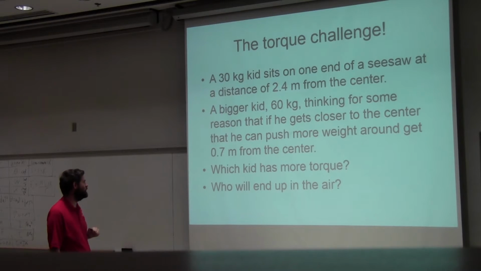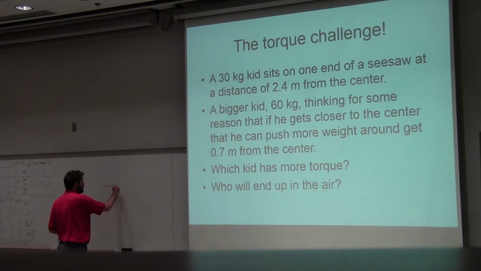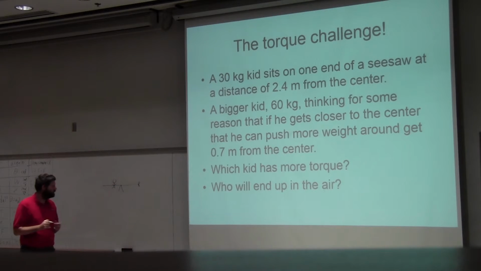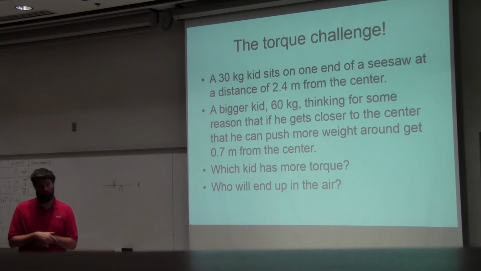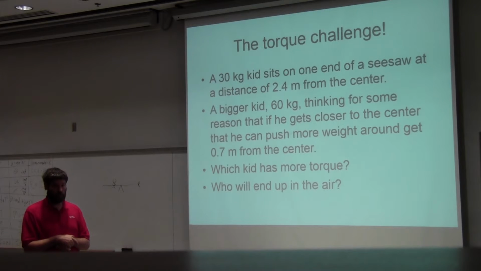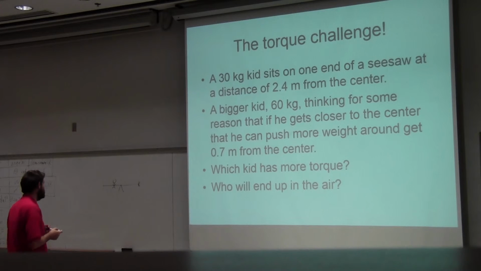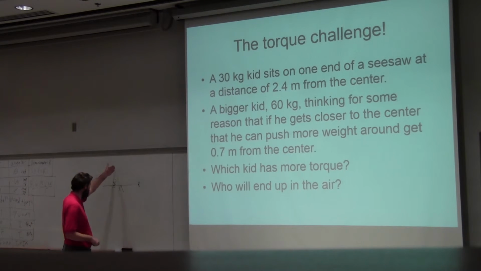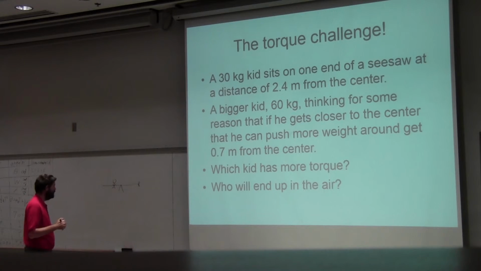So they sit 0.7 meters from the center. The other kid, smaller, sits at the end of the seesaw. So we have the seesaw like this, we have the smaller kid here, and we have the big kid here. Now the question is, which kid is going to end up in the air? Go ahead and calculate this. Go. Now if you wonder where the force is going to come from, what force is coming this way because of each of these people? Think about that.